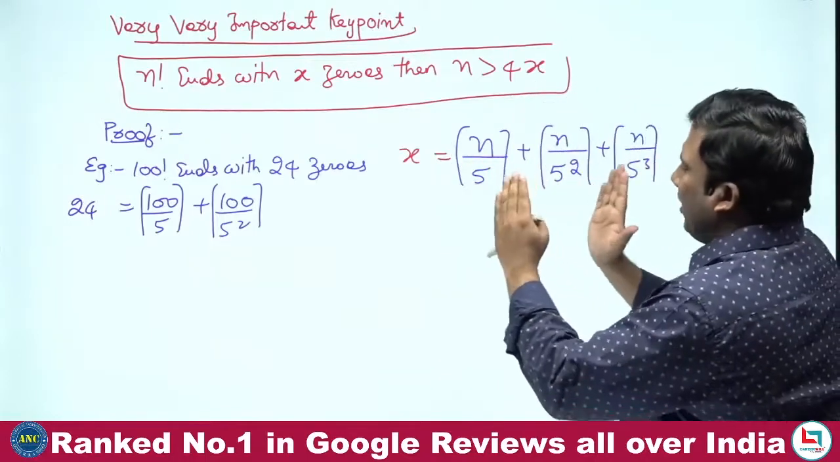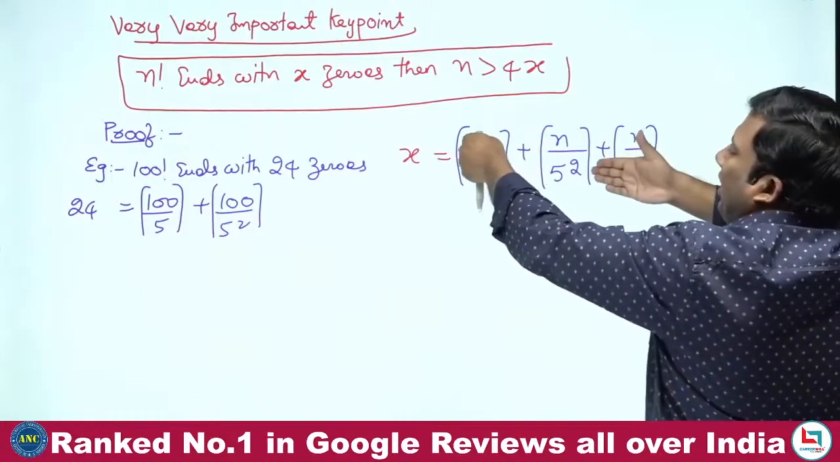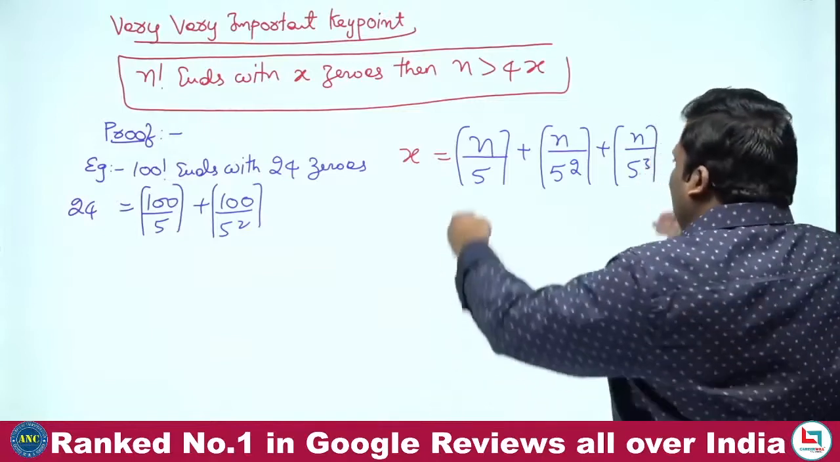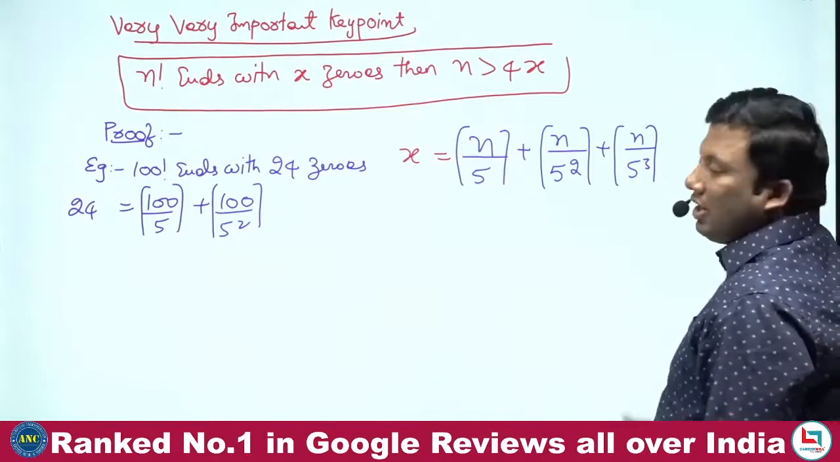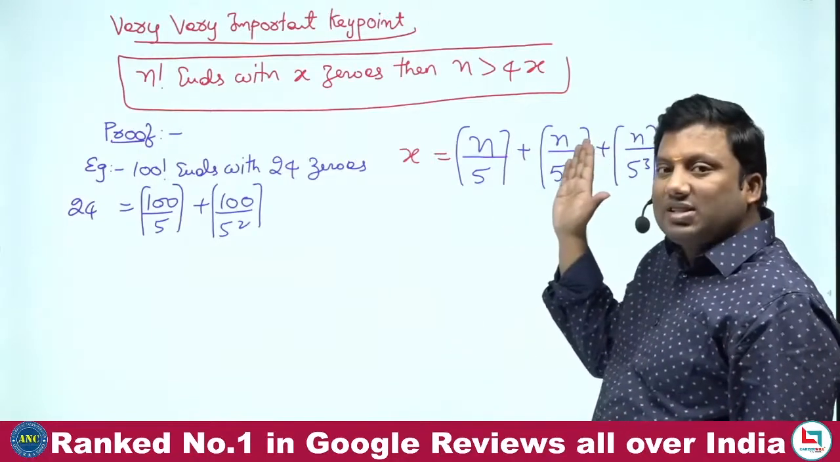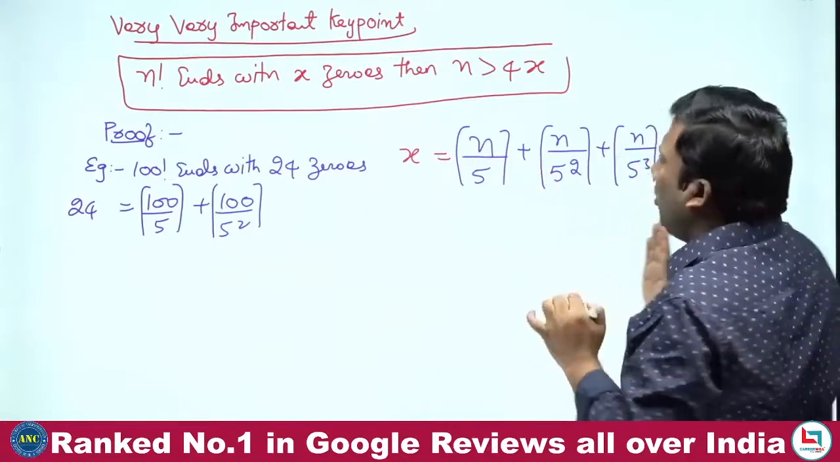If n is 20, it will stop at n by 5. If n is 75, it will stop at n by 5 plus n by 5 square. If n is 200, it will stop at the first 3 points. Depending upon the value of n, on the right side of the series, after some point, every value will be 0. I hope it is clear.